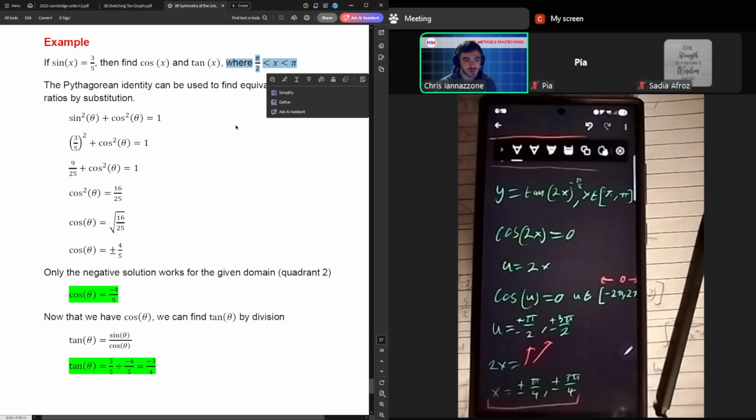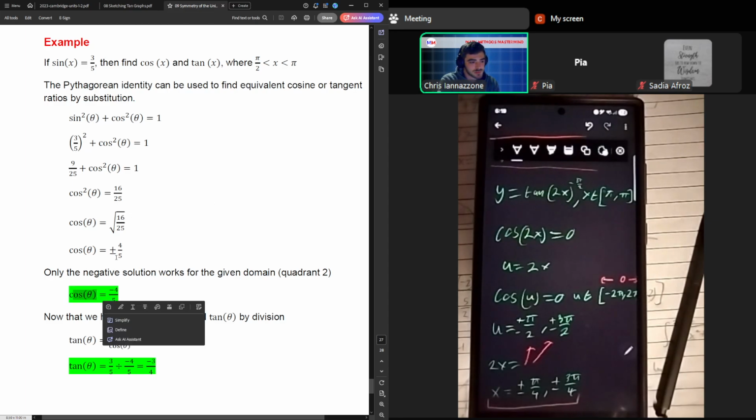Like for cos, on the right-hand side is always positive, on the left-hand side is always negative. It'll never be both. In this case, pi over 2 and pi as our boundaries mean we're talking about quadrant 2. And so for that reason, cos is going to be negative because, well, cos is negative in quadrant 2. So you take the negative of that value.